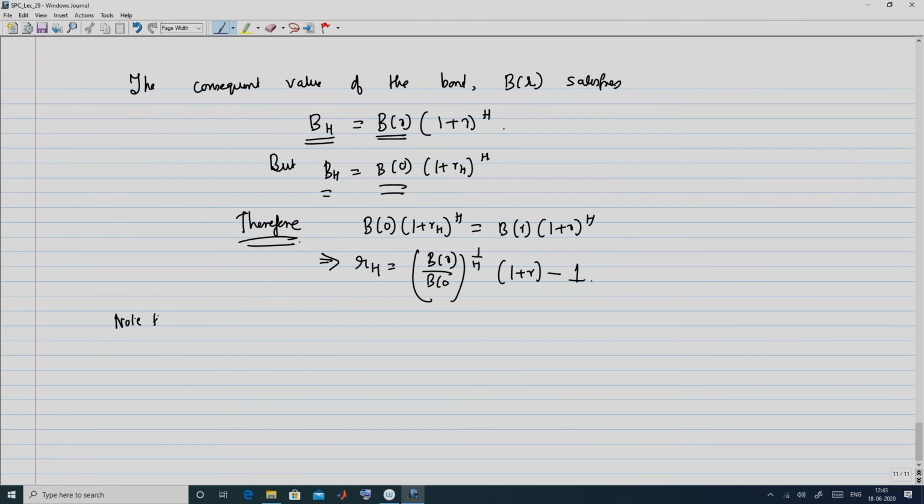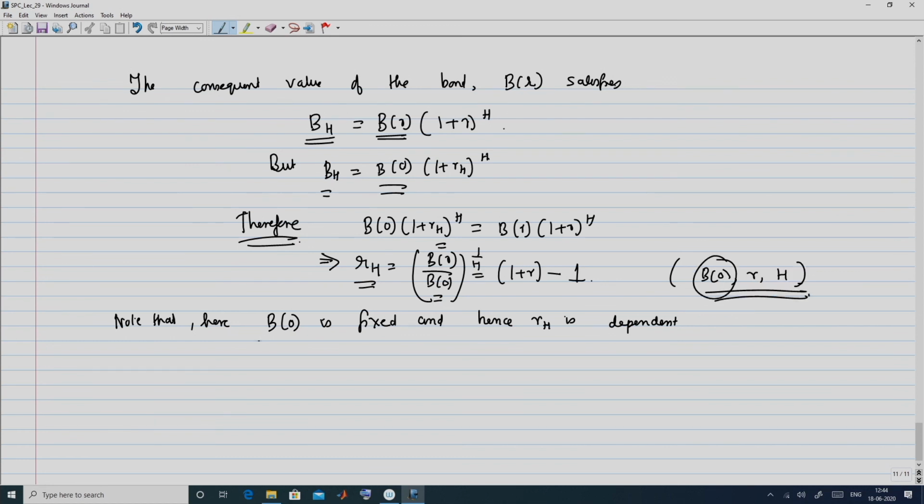Now, note that B0 is fixed, and hence RH is a function of B0, B of R, R and 1 over H. Since B0 is fixed, consequently RH is dependent only on H and R, and of course, by extension, it is going to depend on B of R.